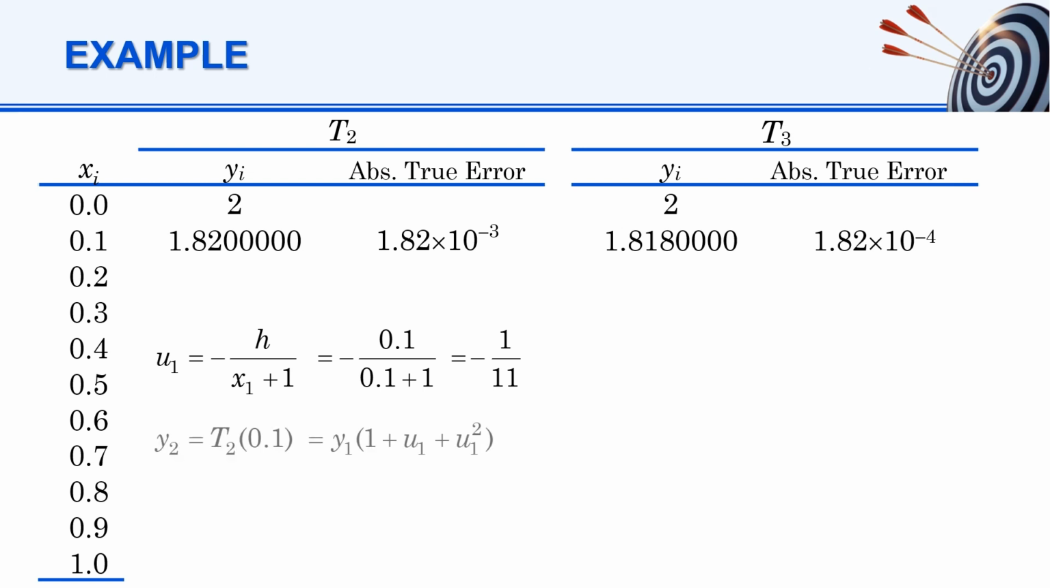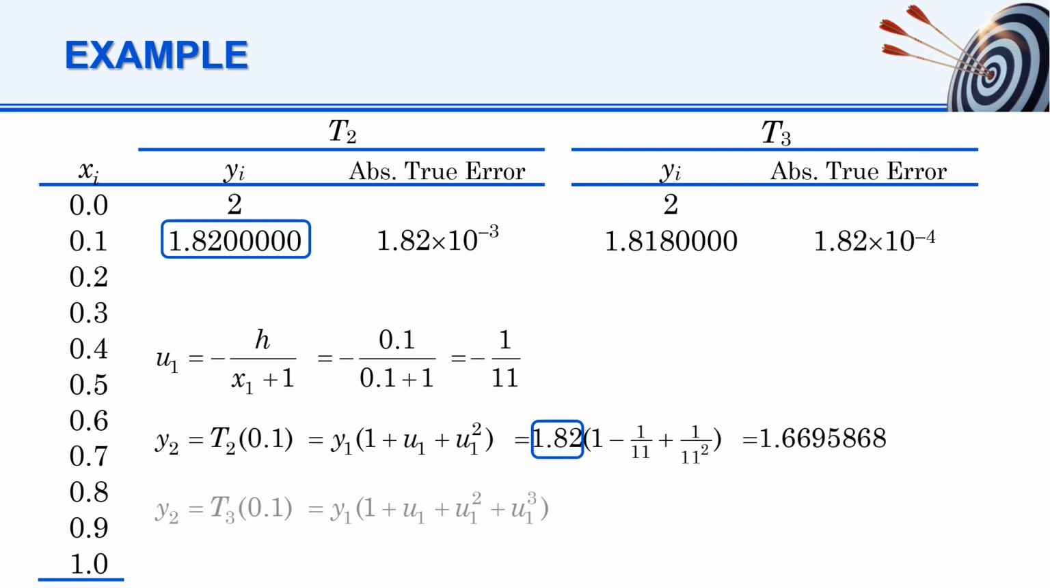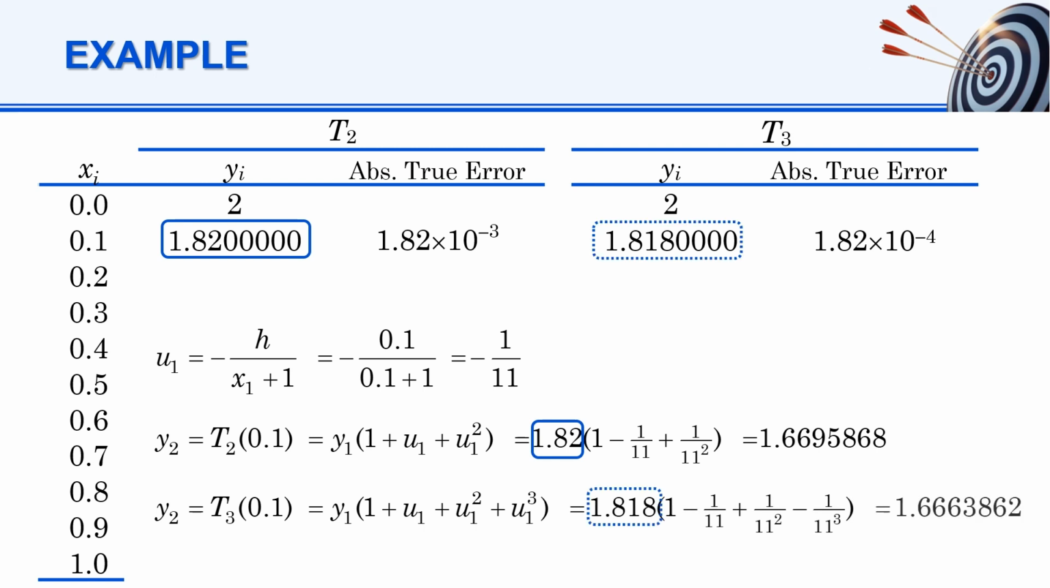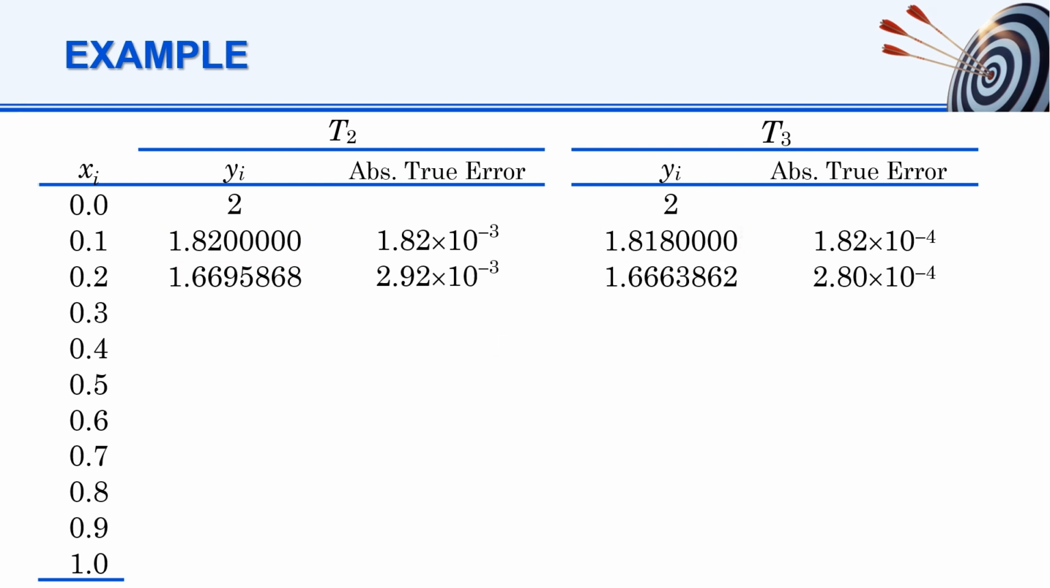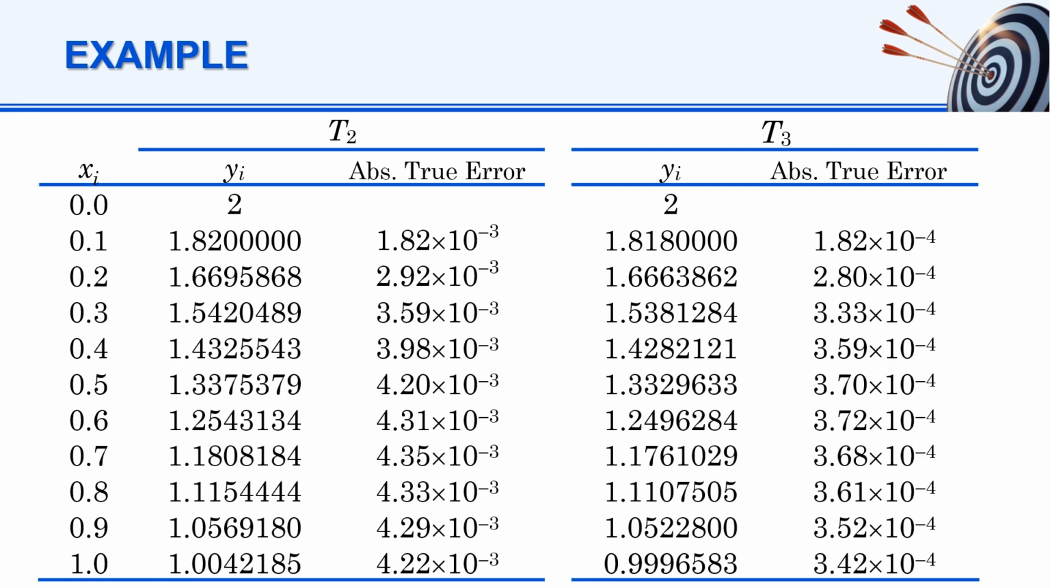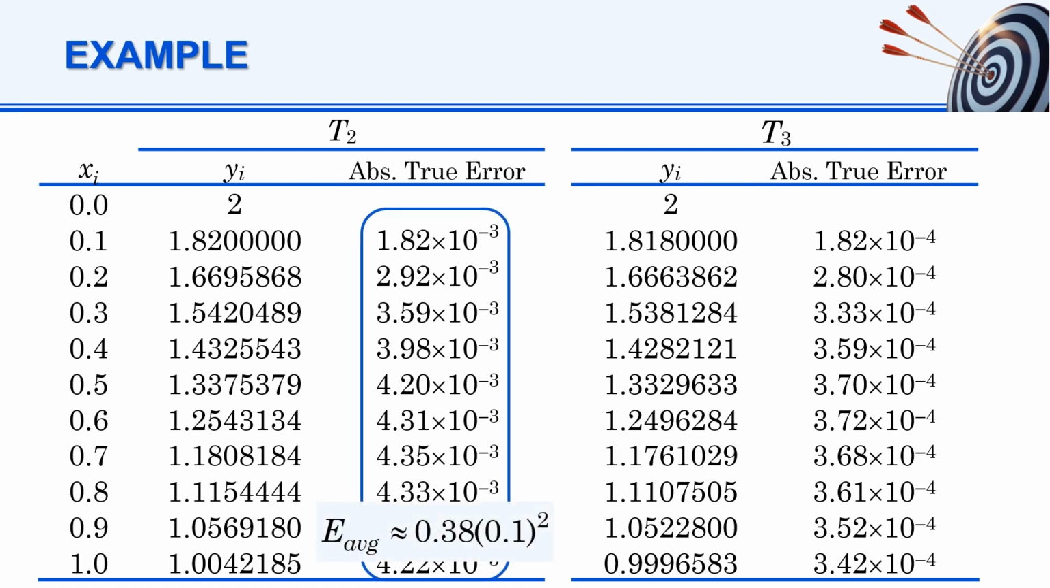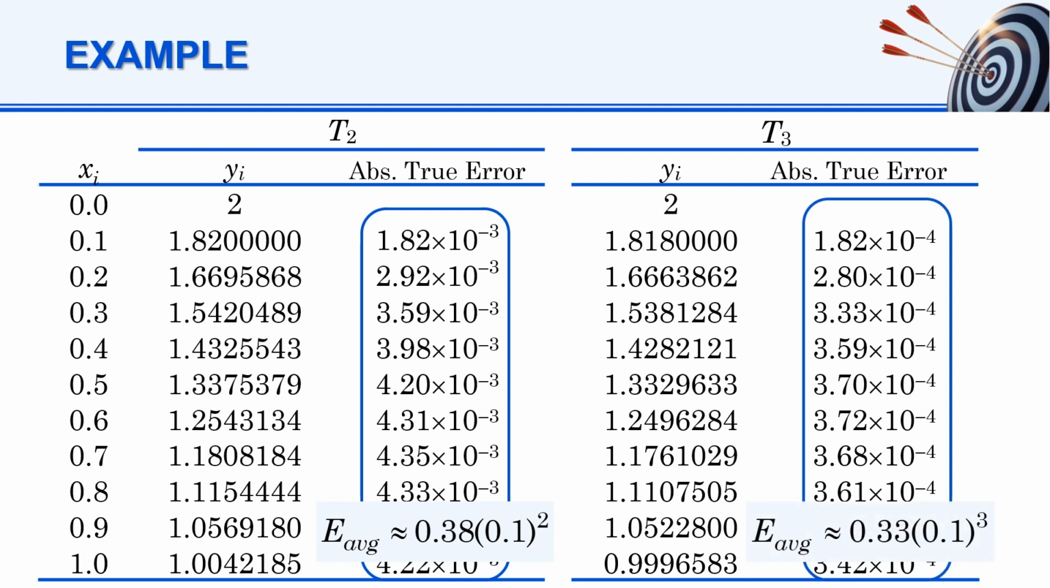Using u1 and y1 from the second-degree estimate, we obtain T2 as 1.6695868. Using u1 and y1 from the third-degree estimate, we obtain T3 as 1.6663862. We continue this recursive process in the same manner for y3, y4, and so on until x equals 1 is reached. Notice that the errors of the estimates from the T2 and T3 approximations are proportional to 0.1 squared and 0.1 cubed, respectively, which is to be expected.